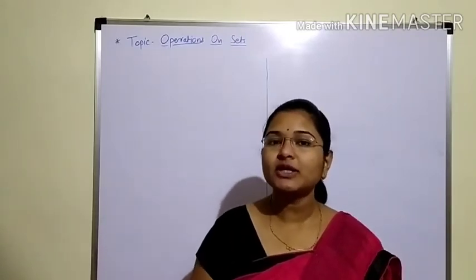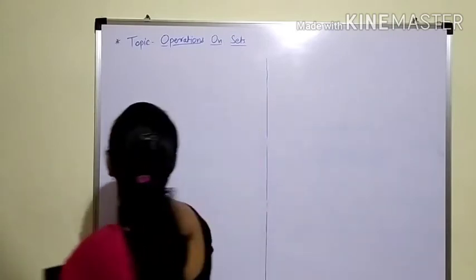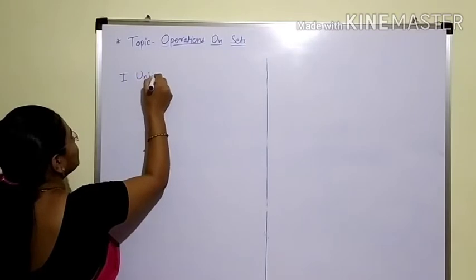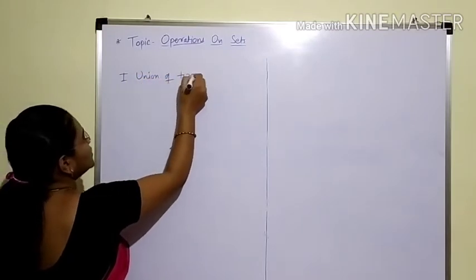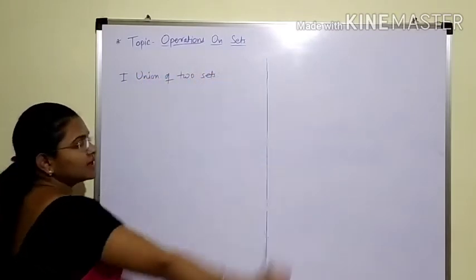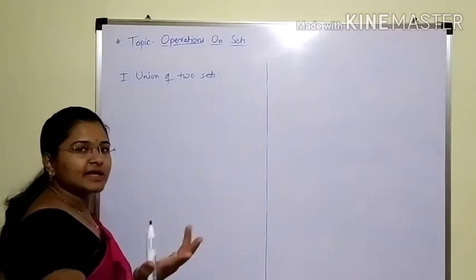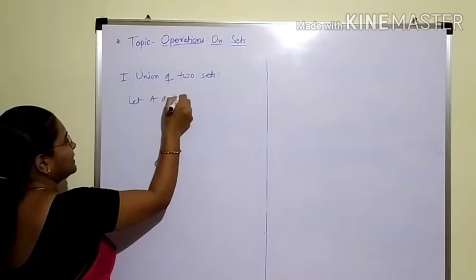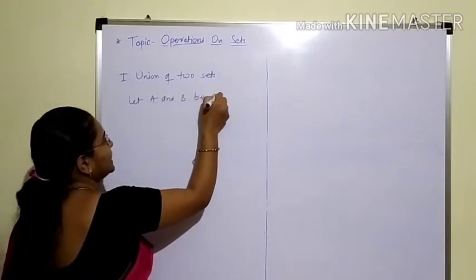First one, union of two sets. For this we'll consider any two sets A and B. Let A and B be any two sets.